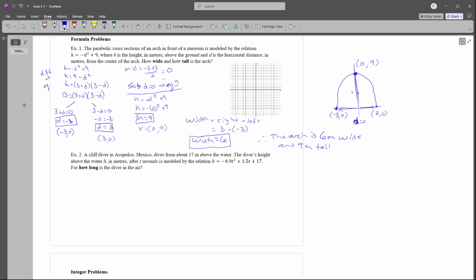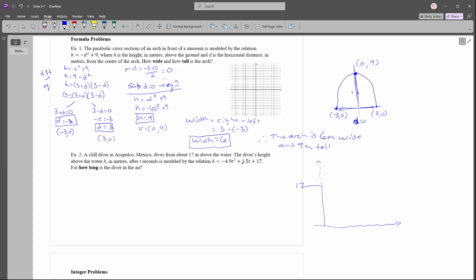A cliff diver in Acapulco, Mexico, dives from about 17 meters above the water. So if the water is like so, and the cliff is like so, he is saying that he dove from 17 meters up. Now imagine this is our vertical axis and this is our horizontal axis.